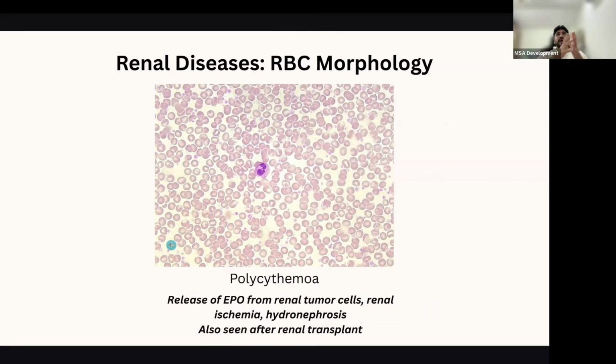And this is what I mean by polycythemia. All right. So if we had something causing excessive production of erythropoietin, this will only make me think of renal tumor cells, right? Or renal ischemia, because ischemia and low oxygen is going to cause higher EPO, or even a hydronephrosis. It's going to push it to produce more red blood cells in the bone marrow.